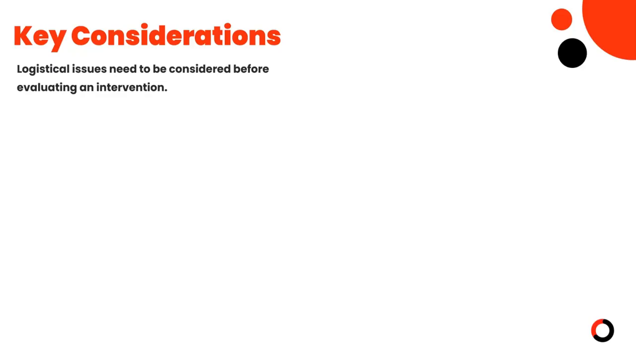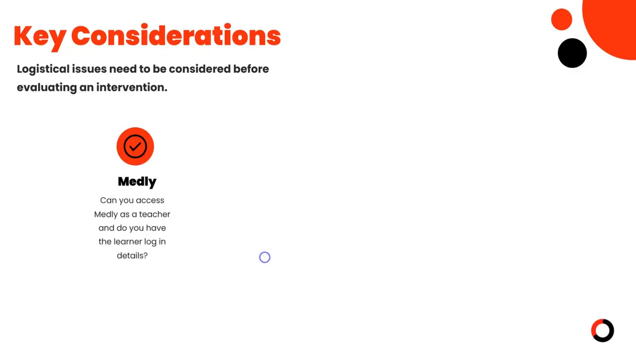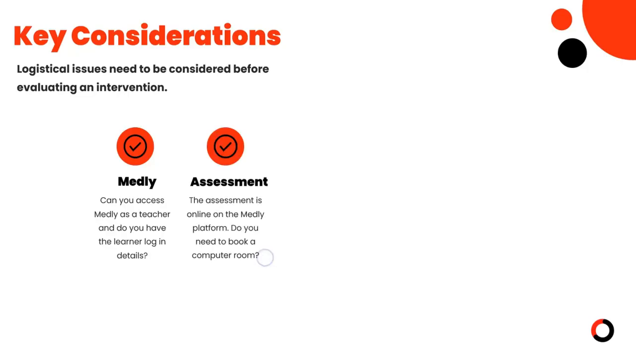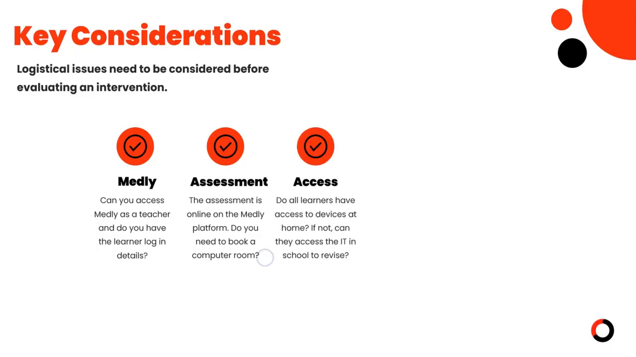So key considerations. Logistical issues need to be considered before evaluating an intervention. Access to Medley. So can you access Medley as a teacher, and do you have the learner login details? Assessment. The assessment is online, so make sure you have access to a computer room to deliver this. Access. Do all learners have access to devices at home? If not, can they access the IT in the school to revise?